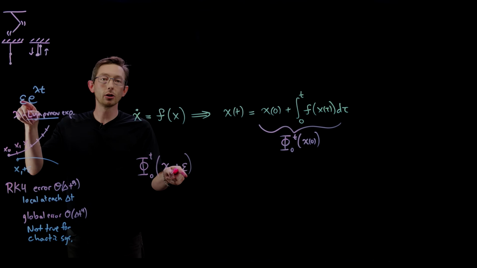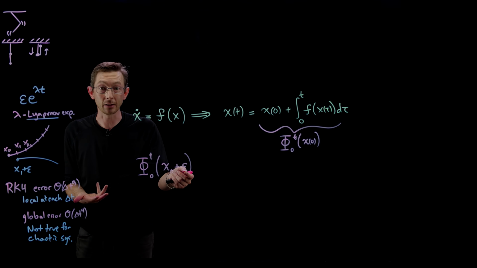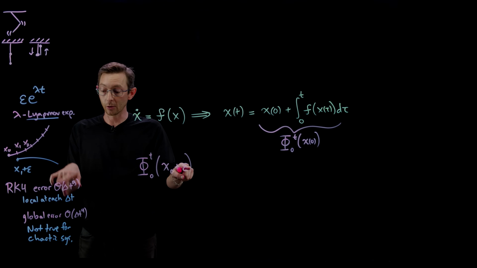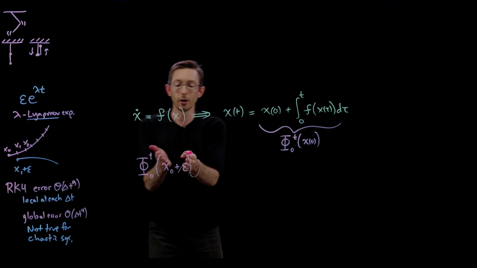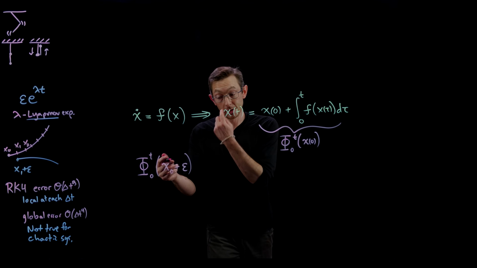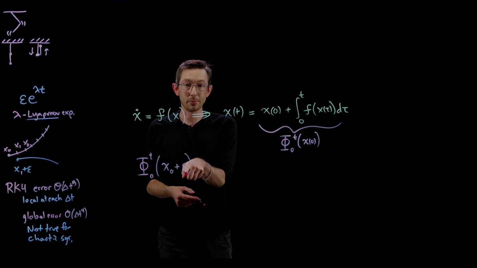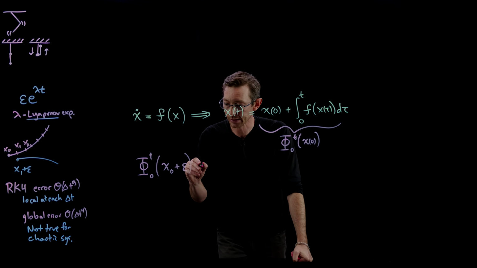And this epsilon could be from a numerical artifact. It could be 10 to the minus 16 round-off error in how I stored this. It could be an order delta t to the 5th error from my Runge-Kutta scheme. Whatever it is, I want to know how that error propagates through this flow map. And so you can Taylor expand this because this epsilon is small. This is a smooth function typically, and so I can Taylor expand.